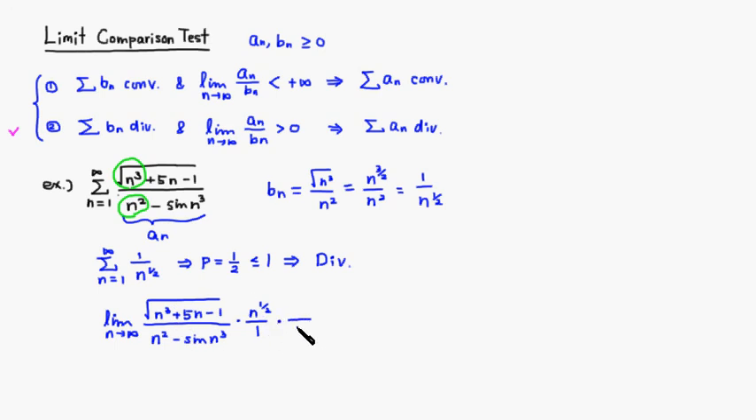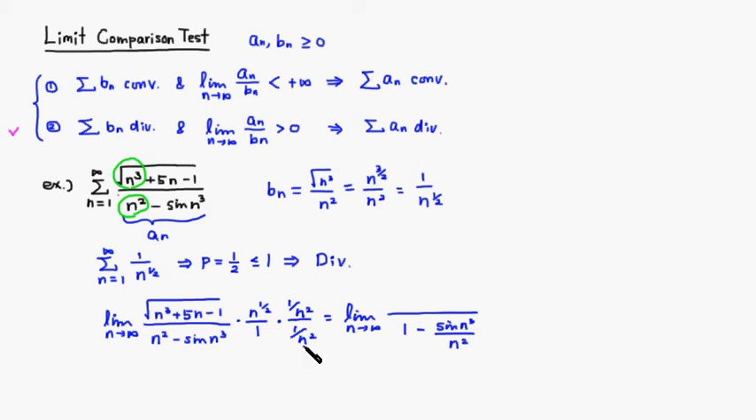To simplify this, I'm going to divide top and bottom by n squared. This way, you see that you get the limit as n approaches infinity. We try to simplify as much as we can. You have n squared divided by n squared, which gives you 1. And here we can't really do too much, so I'm just going to write it down: negative sine of n cubed divided by n squared.